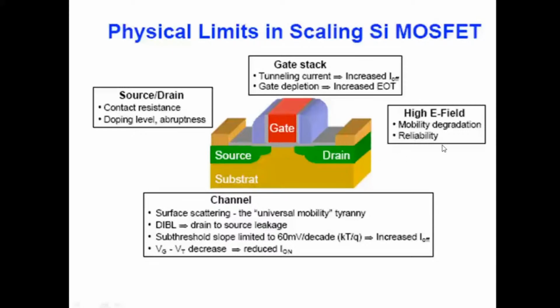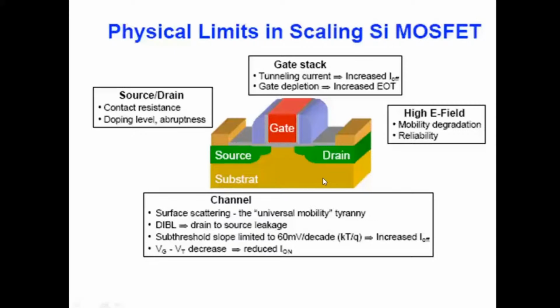As we had discussed, we are not scaling VDD to the same extent as the physical dimension. So the electric field within the MOSFET tends to increase. This results in mobility degradation and degradation of the reliability of the overall MOSFET. Look at the channel part. A phenomenon known as surface scattering comes into the picture. The mobility tends to reduce. An effect known as drain induced barrier lowering comes into the picture. There is an increase in drain to source leakage.